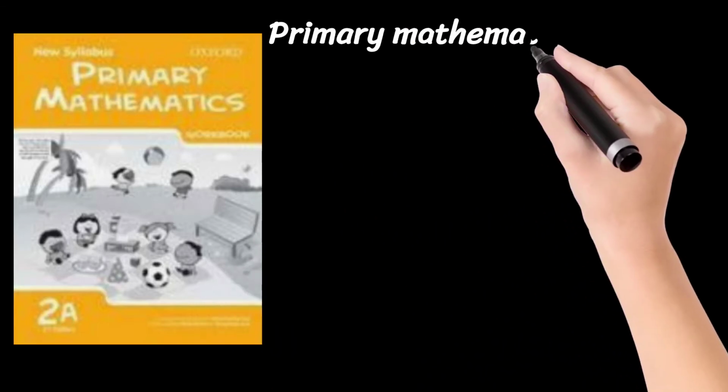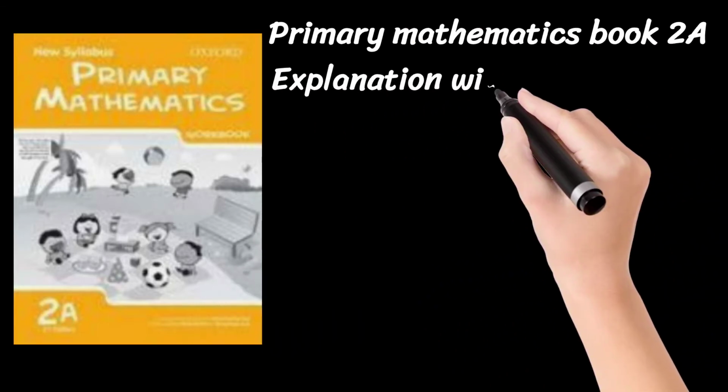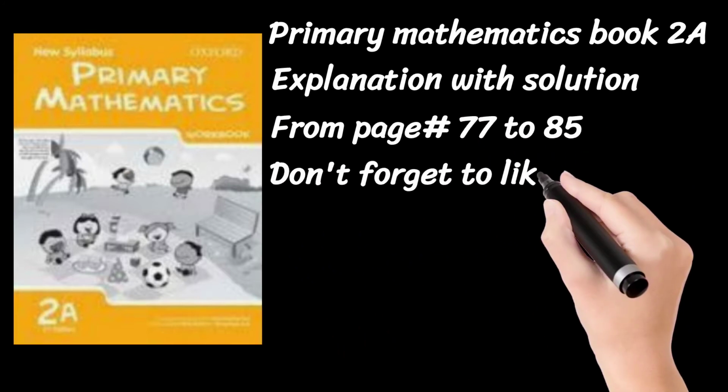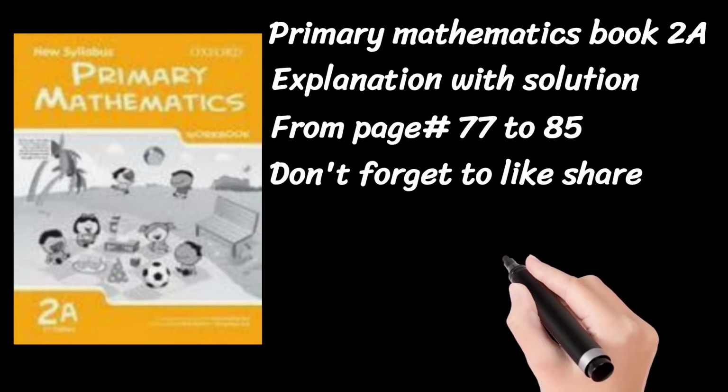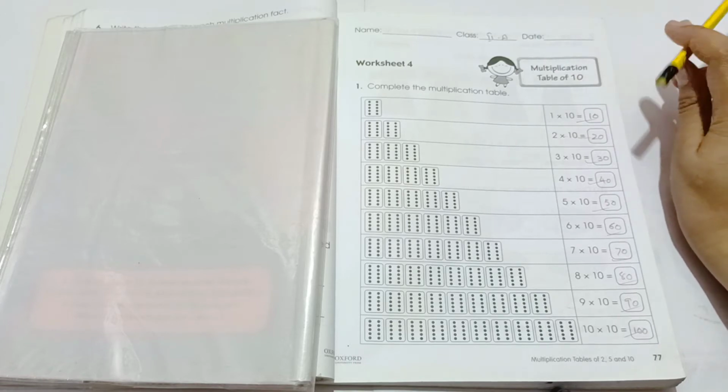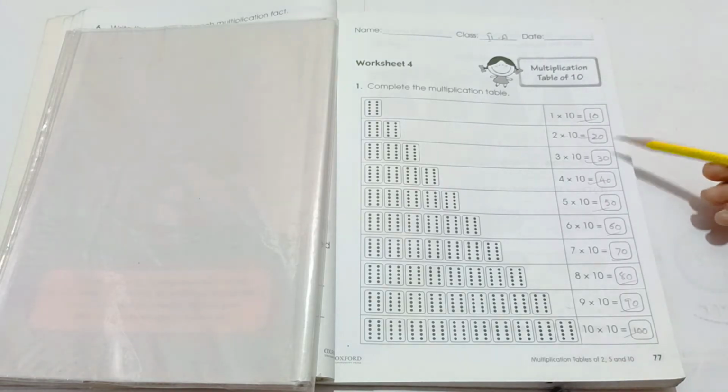Today we are going to solve Primary Mathematics Book 2A, Explanation with Complete Solution, from page number 77 to 85. Today we are going to start worksheet number 4, Multiplication Table of 10. First you have to write your name, class and date. So let's start page number 77.